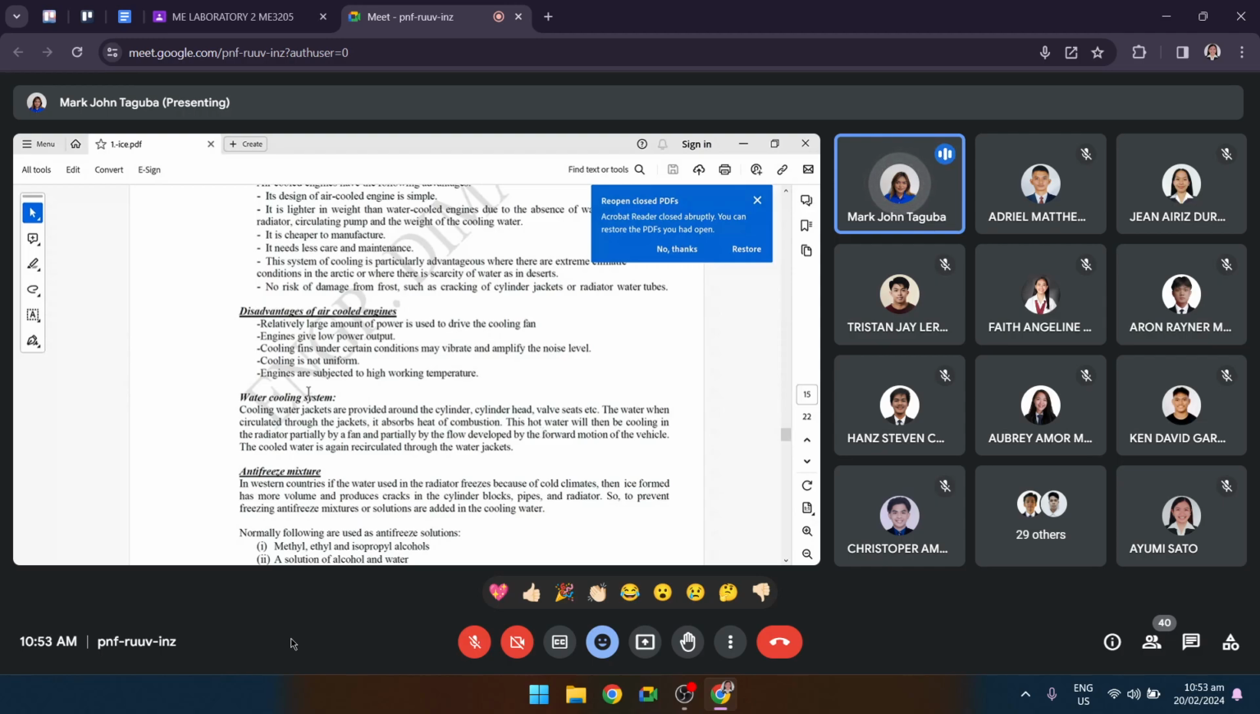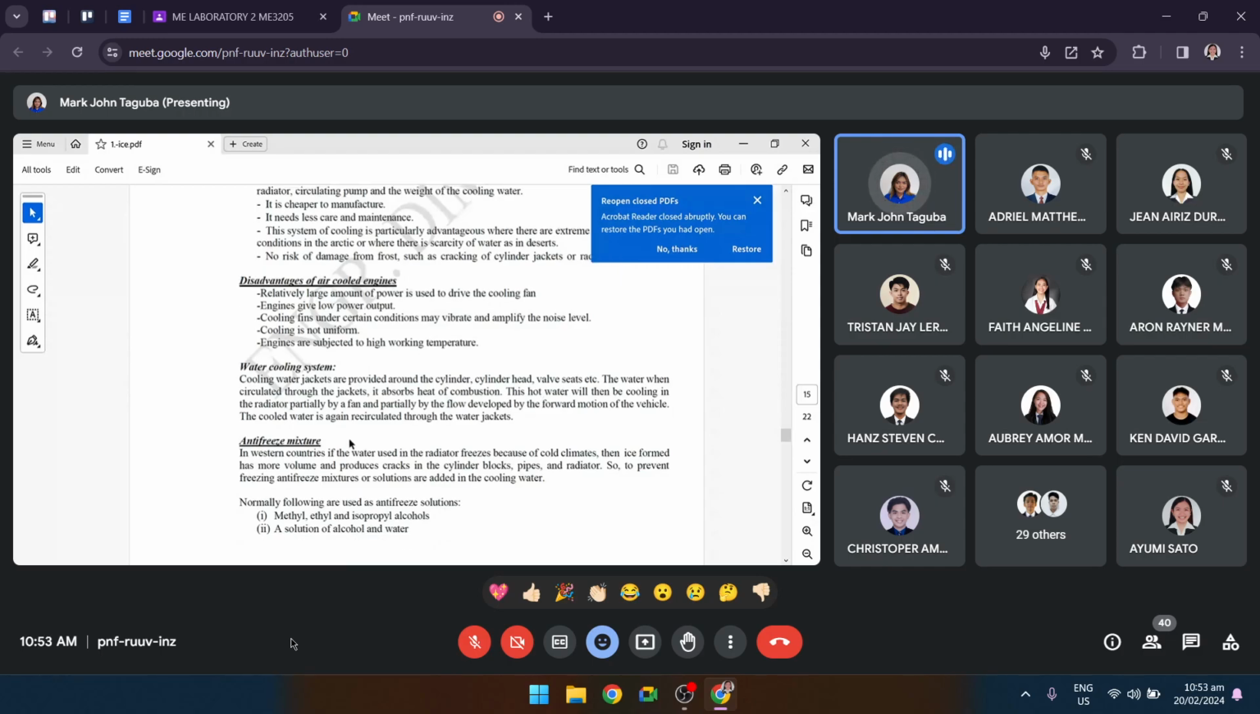And then we also have the antifreeze mixture. So this is commonly used dun sa may mga winter or cold climates. So in Western countries, if the water used in the radiator freezes because of cold climates, then ice formed has more volume and produces cracks in the cylinder blocks, pipes, and radiator. So yun yung nagkakaroon siya ng crack. So nagkakaroon ng effect yung climate nila doon sa ating mga components ng engine. So to prevent freezing, anti-freeze mixture or solutions are added in the cooling water.